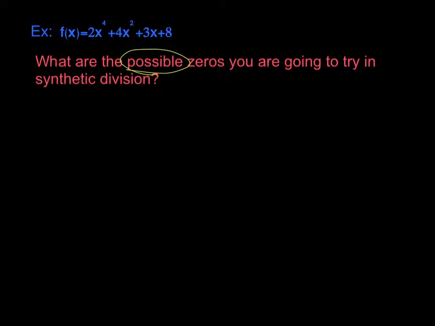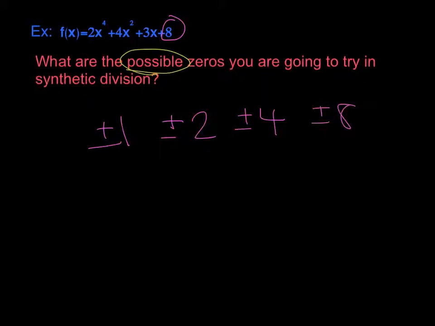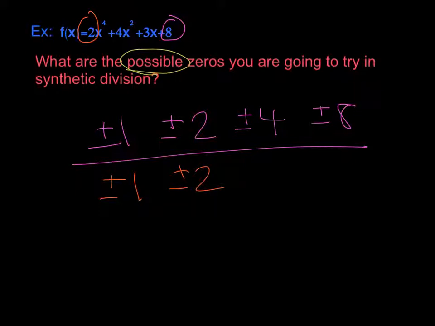So I'm going to take all my factors of 8. So all my factors of 8: 1 goes into 8, 2 goes into 8, 4 goes into 8, and 8 goes into 8. And I'm going to divide it by all the factors of my leading coefficient, which is 2. So 1 goes in, 2 goes in. And when I ask for the list of possible roots, yes, I want you to simplify it out.